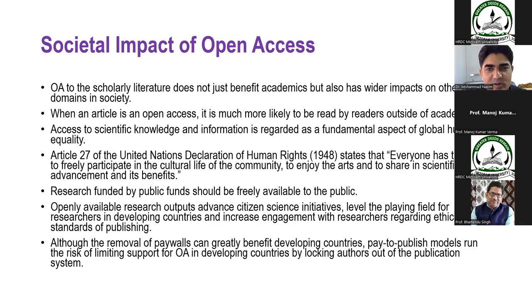Now let us come to the societal impact of open access, and how society is getting the benefits of open access. Open access to scholarly literature does not just benefit academics, but also has a wider impact on other domains of society. When an article is open access, it is much more likely to be read by readers outside academia. Access to scientific knowledge and information is regarded as a fundamental aspect of global human equality. Article 27 of the United Nations Declaration of Human Rights states that everyone has the right to freely participate in the cultural life of the community, to enjoy the arts and to share in scientific advancement and its benefits. So research funded by public funds should be freely available to the public. This is a very important point that I need to discuss.